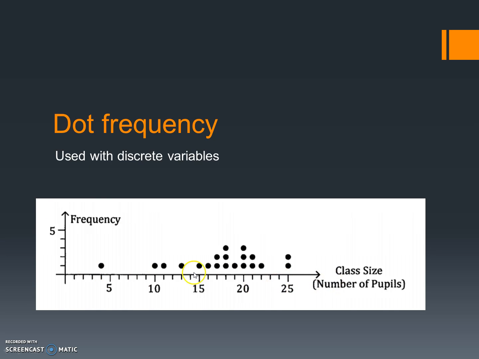So for example, we've got frequency here up to 5 and class size, so number of pupils. That means there's two classes that have 25 people in the class. There are three classes that have 20 people in the class. There's one class that has 15 people, etc. So it's very useful with discrete variables, so whole number answers.